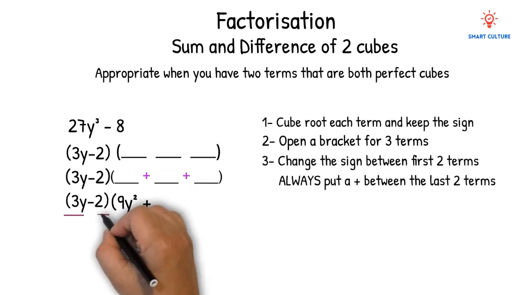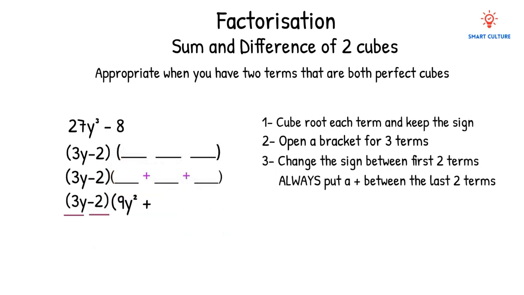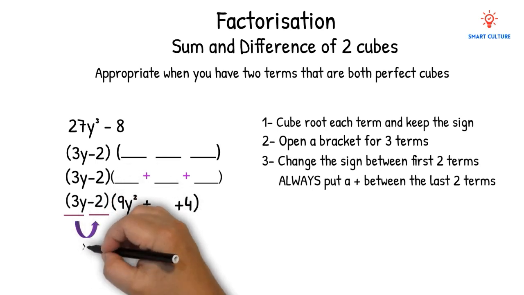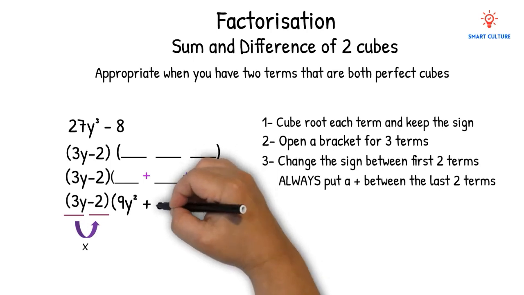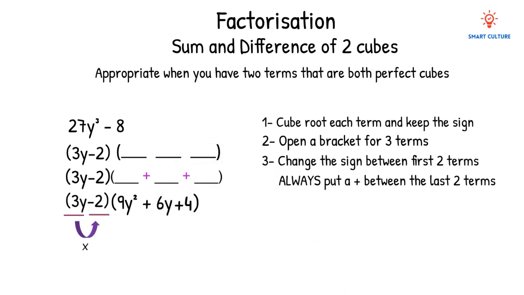To find the first term in the bracket, we take 3y and we square it, giving us 9y squared. We take the 2 and square it to get the last term, giving us 4. And now to determine the middle term, we take 3y and multiply it by 2, giving us 6y. So remember, for the first term, you take 3y and square it. For the last term, you take 2 and square it. And for the middle term, you always take the 3y and the 2 in the smaller bracket and multiply them with each other.